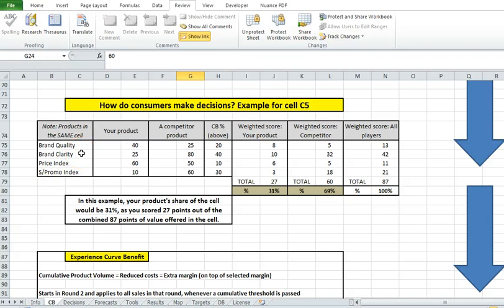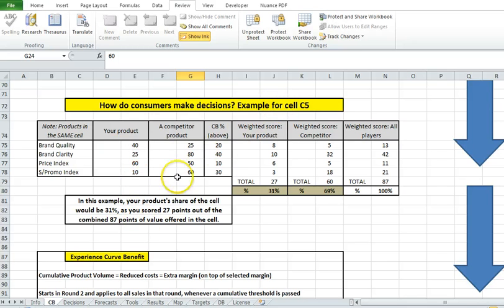So 100 is the ideal, but obviously that's not going to be possible when you're running a set of products because some will be in different positions, etc. Brand clarity, price index, so how competitive you are. The lower your margin, the higher your index, and the more you spend on sales promotion, the more you index. So basically the way it works, we're using C5 as an example.